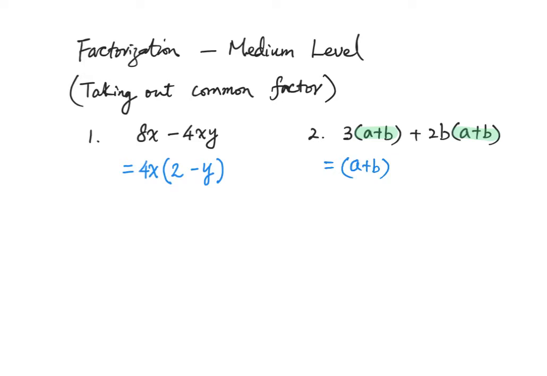And for the first term, 3 is left. And for the second term, positive 2b is left. So the answer is a plus b times 3 plus 2b. So here, the common factor is a plus b. Okay, so let's move to the next example.